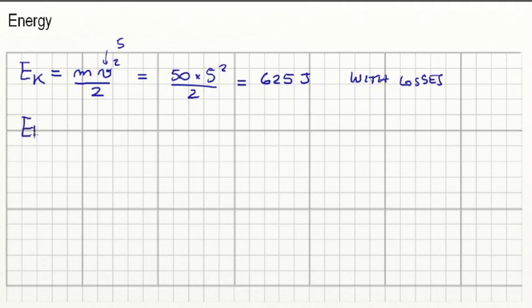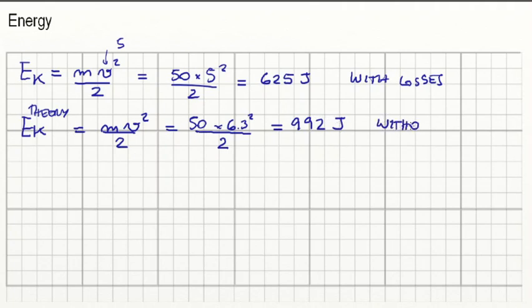Now, what about the theoretical? So in theory, we did calculate this speed to be 6.3. So if no energy was lost, that would be our speed. And if we measure this energy, it would be around 992 joules. I'm keeping 3 significant figures here just because. Now, this is assuming no losses.